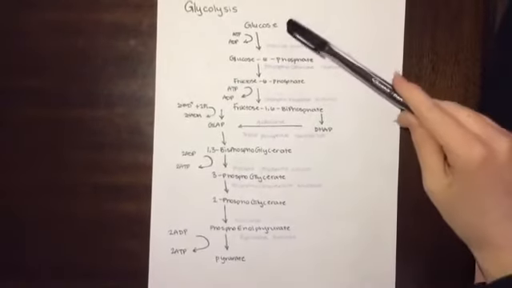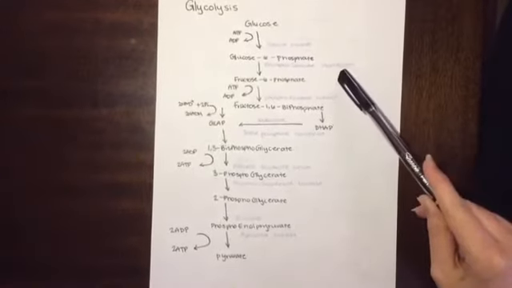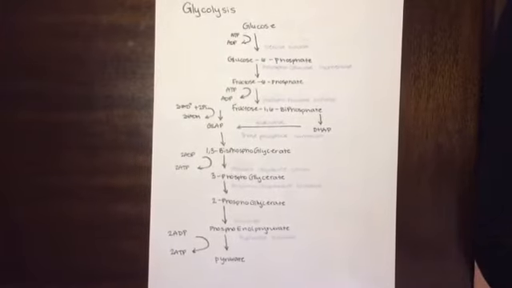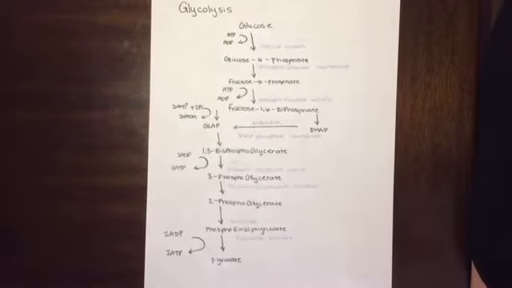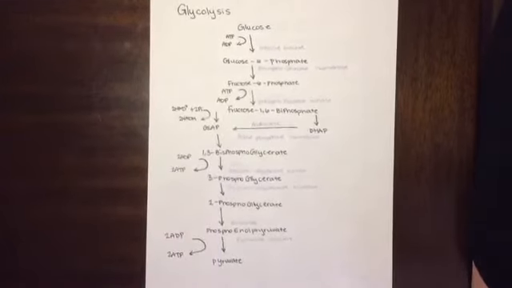Now we start with our glucose molecule, and with help from ATP and our enzymes, 2 ATP molecules transfer energy to the glucose molecule to form fructose 1,6-bisphosphate, right here. This is where the next stage begins, the energy harvesting phase.